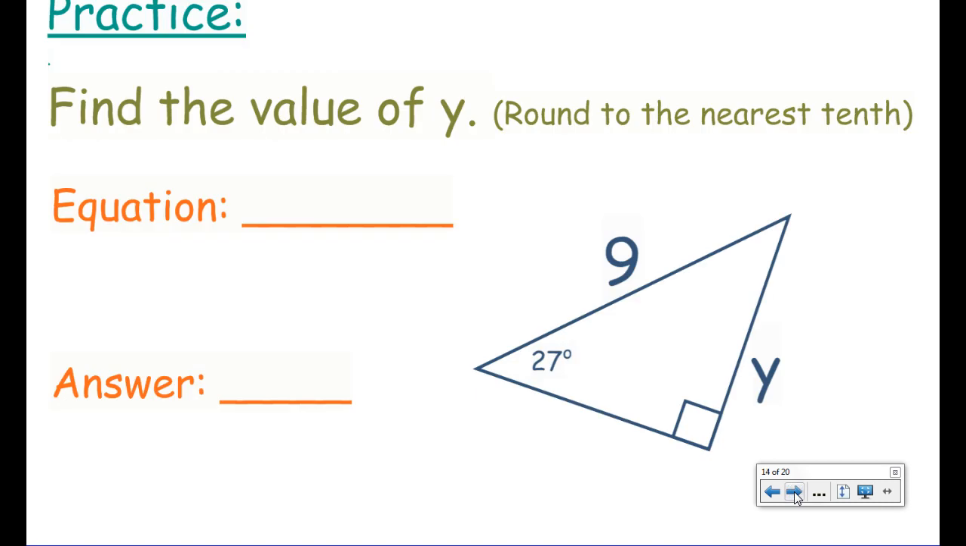Okay. Step 1. Find out which one you're going to use: sine, cosine, or tangent. So I want everyone to figure out on this problem which one you're going to use and write it down. Are you going to choose sine, cosine, or tangent?